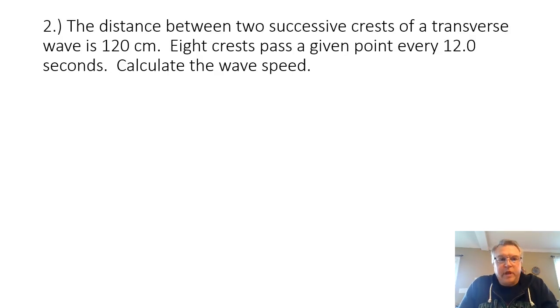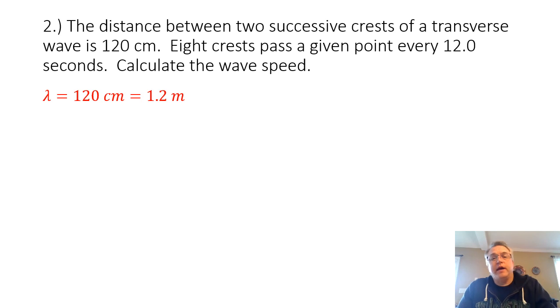Problem 2. The distance between two successive crests of a transverse wave is 120 centimeters. 8 crests pass a given point every 12.0 seconds. Calculate the wave speed. So I know that the wavelength, which is the distance between two crests, is 120 centimeters. Converting that to meters will give me 1.2 meters.